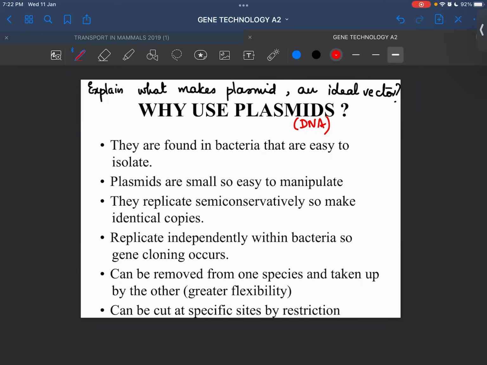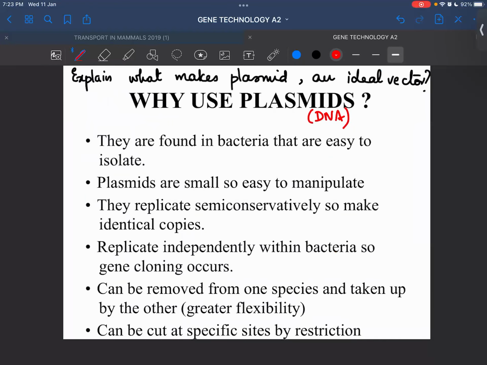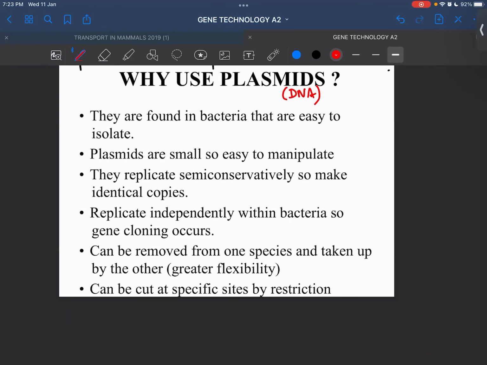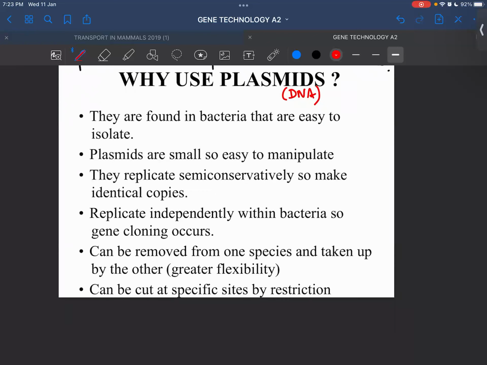Okay? And they're very easy to handle also. They replicate independently of the bacterial DNA. They will replicate separately, and when the plasmid DNA replicates, it will make whatever genes are inside it. And another thing, of course, plasmids can be cut at specific sites by restriction enzyme. Just like we can cut human DNA with restriction enzymes, we can cut the plasmid as well.